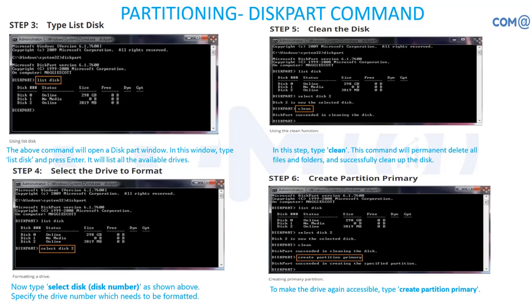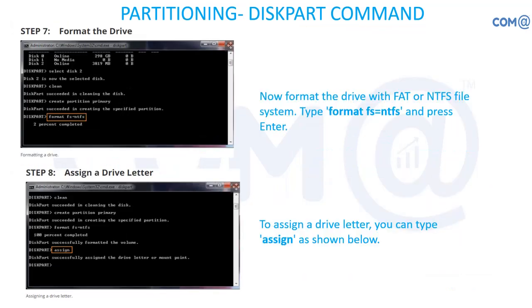If you wanted disk 2 but by mistake pressed disk 0 or 1, it may create a problem, right? It will erase the data. So you should be very careful in choosing the drive. Then clean the disk. Just type the command clean, it will clean the disk, and create partition primary. So it will create the partition in the primary space.